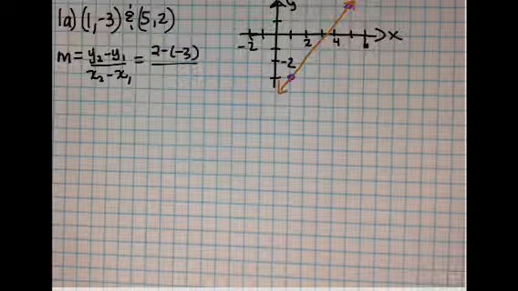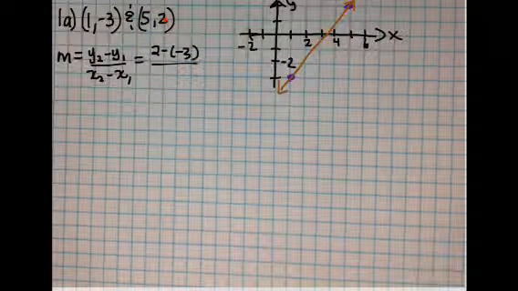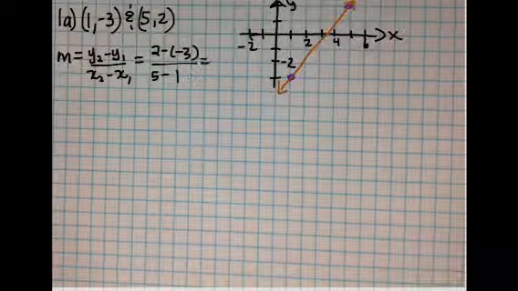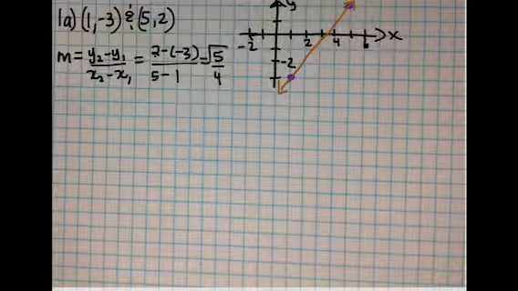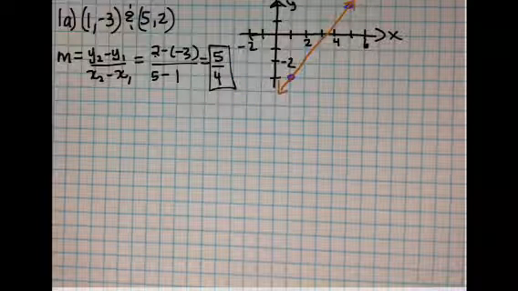Okay, and because I started with this y, then in my denominator I have to start with this x. I can't switch them. So if I start with this y, I have to start with this x. So I've got 5 minus 1. And so I get 2 minus a negative 3 is 2 plus 3. That's 5. 5 minus 1 is 4. And yes, I get a positive slope.